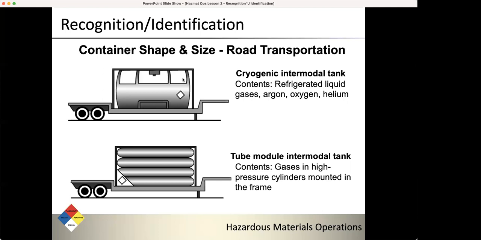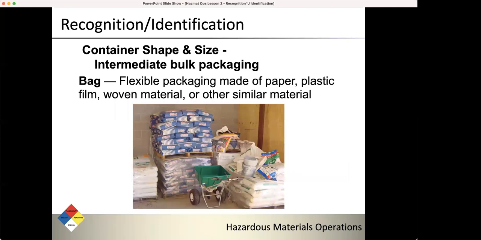Cryogenic, it's going to look like the non-pressure, but it's going to have a very thick insulating jacket layer around it. Then you have the tube for high pressure gases. And then there's a bag. You can have hazardous materials just in a bag. What is a bag? It's flexible. It's made of paper, plastic, film, or woven material, or something similar. It's a bag.